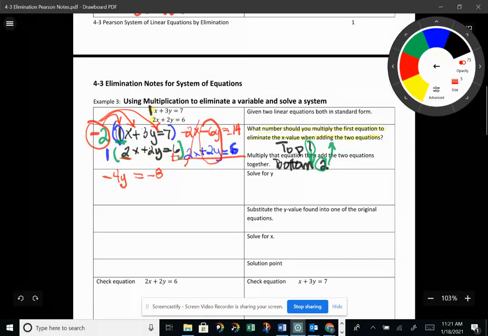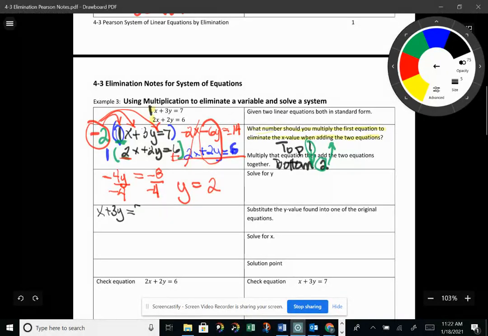Now we're going to solve for y, so I'm going to divide by -4. So now y is equal to 2. And now I go through. So y is 2. Substitute the y value into one of your equations. I like to pick my easiest equation, and the one that seems easiest to me is the first one because it's a 1x, and then I wouldn't have to go through and divide.